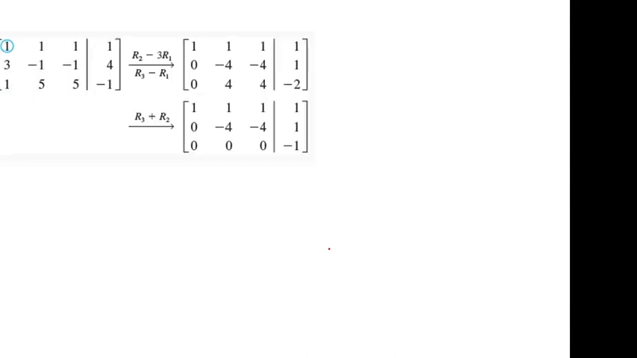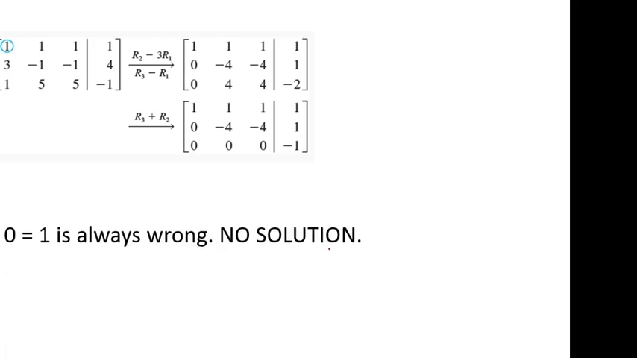On the other hand, if you end up with all zeros on the left of the line, but a non-zero on the right, you have a problem. Because what you end up with is 0 equals 1. This row right here would represent 0 x's plus 0 y's plus 0 z's equals negative 1. So that should be negative. And that says 0 equals negative 1, and that is just plain wrong.